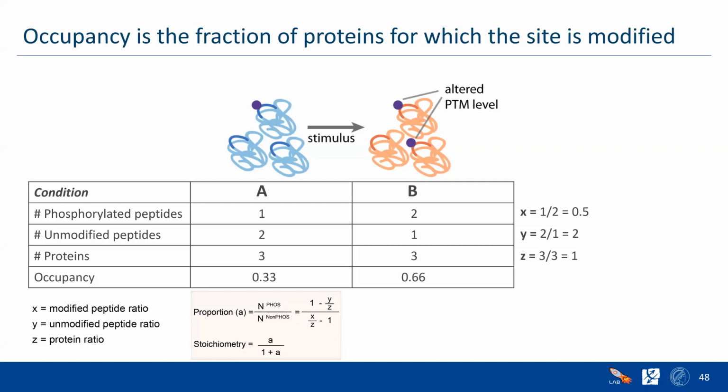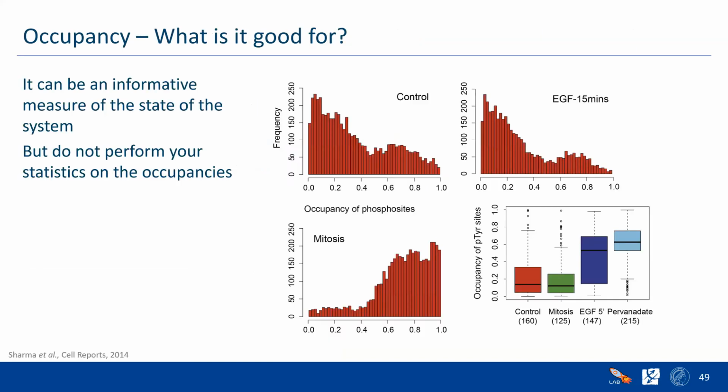After we know them, we can calculate, as given in this Curtis paper and in MaxQuant detail, the proportion known as A. This involves the number of phosphorylated, the number of unphosphorylated, and the ratio of phosphorylated to unphosphorylated. When we put in this A, we can get the occupancy information. And what is it good for? It can be informative to measure the state of the system. It can tell us what's happening.